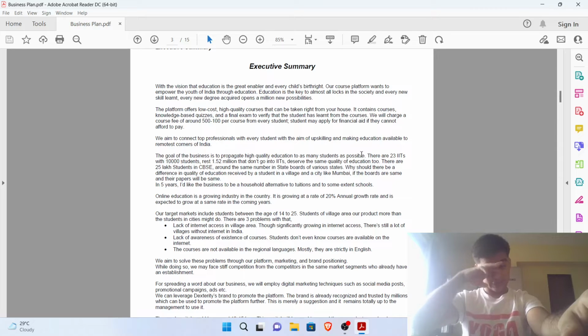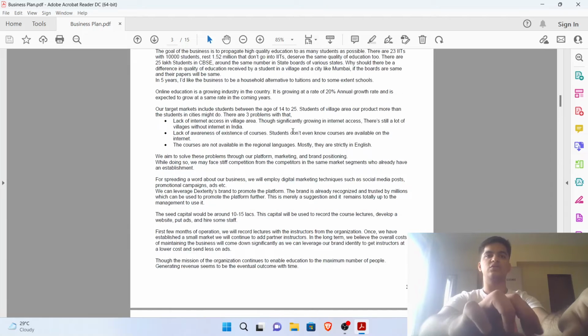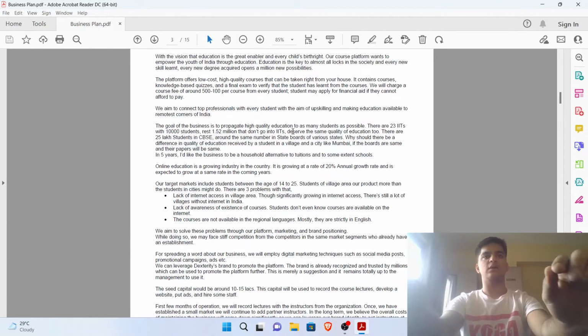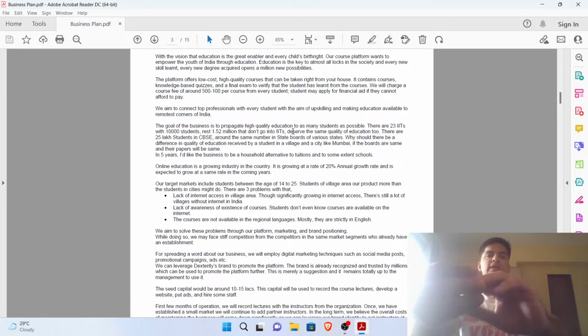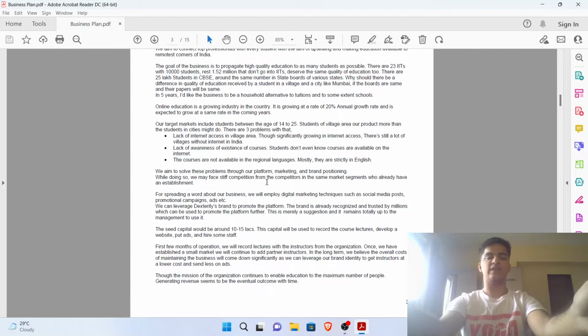So the executive summary contains a summary of the entire business plan. And I feel that this is very insightful, as the management judges the entire business plan on the basis of the quality of the executive summary. So my executive summary contains, first of all, the vision of the company, that education is a great enabler and it is every child's birthright, and that's why I feel that it should reach every child, and that is the motive why the platform exists. Then we go on to explain why children need to have this quality education and how this will change their lives. And further on, we discuss things that have been discussed in detail in the rest of the business plan.